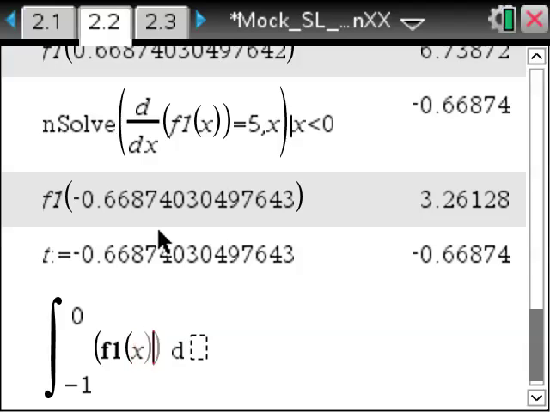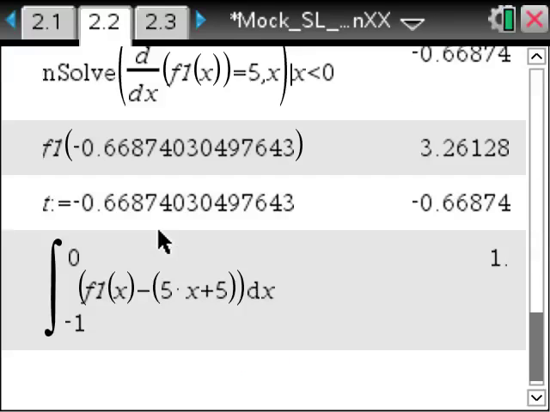There's my first function, and I'm going to take away, I'm going to be really careful about this, put it in brackets, 5x add on 5. That's the function, sorry, of our straight line. And we'll just tab out to x, and this will give me a total area of 1. And this question is now complete.